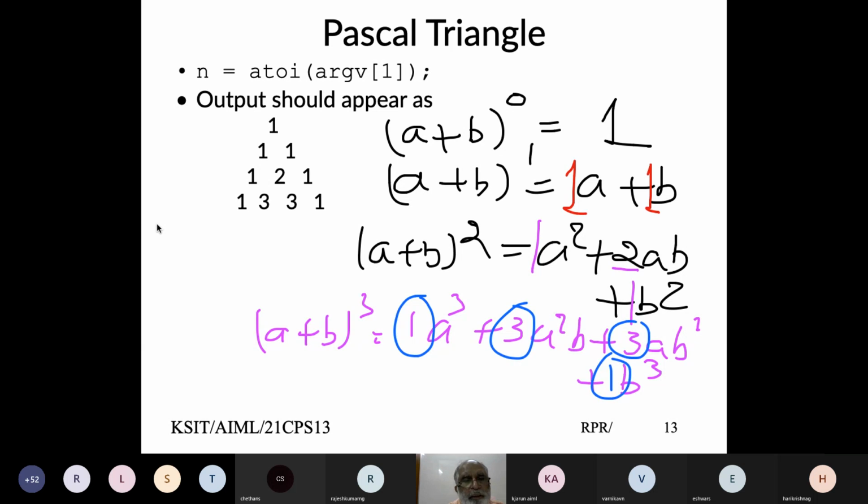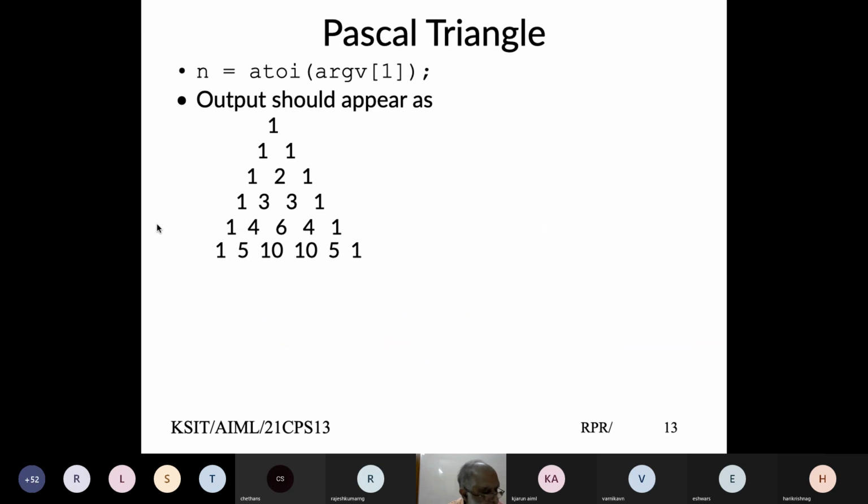So if I keep building it up, that is what the Pascal triangle is. The job is, given a value n, so if n is 5, I should display this Pascal triangle like this. If n is 4, I should display the first 4 terms. If n is 10, I should display accordingly.